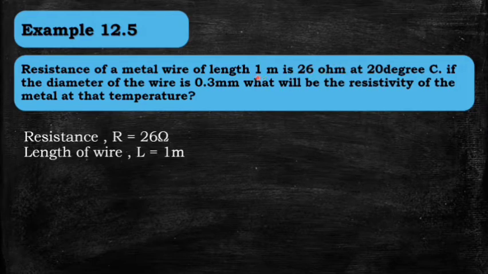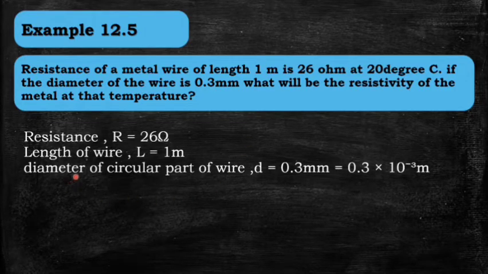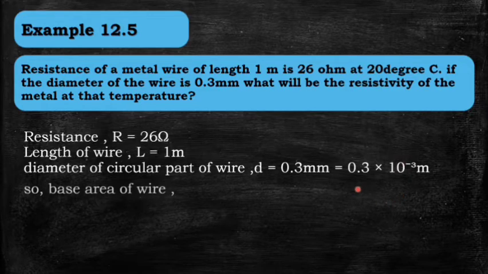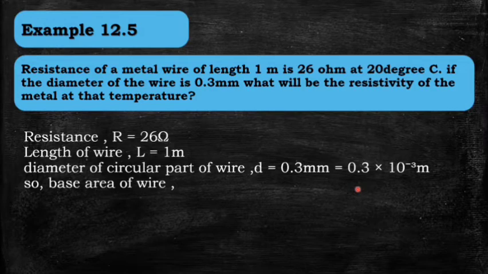Resistance is given, 1 meter of length is given, and the diameter of the circular part of the wire, d, is equal to 0.3 millimeter. A millimeter is nothing but 10 to the power of minus 3 meter. So the base of the wire will be circular. We must find the area of it. Area will be equal to pi r square.